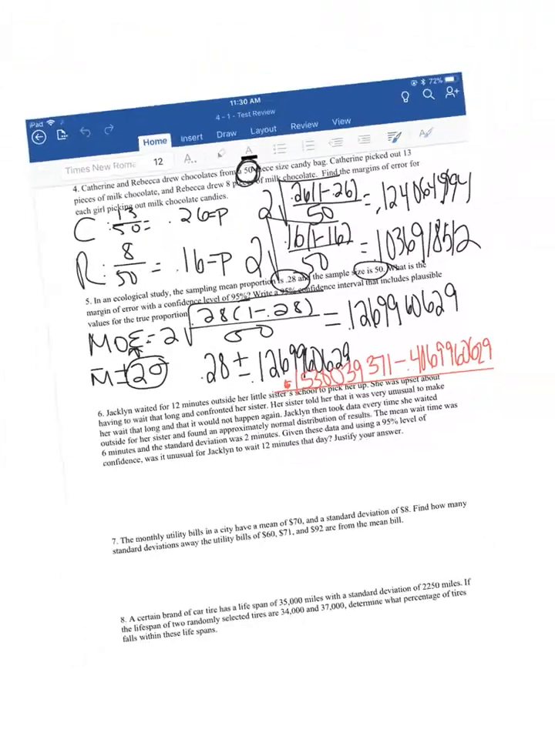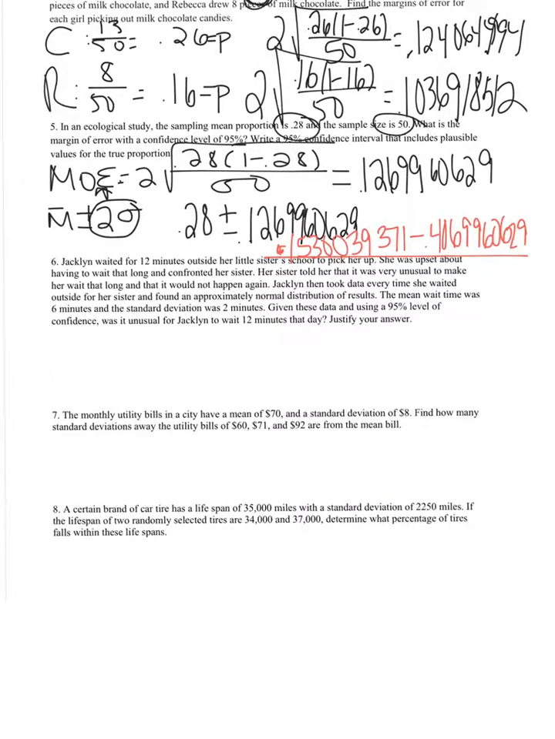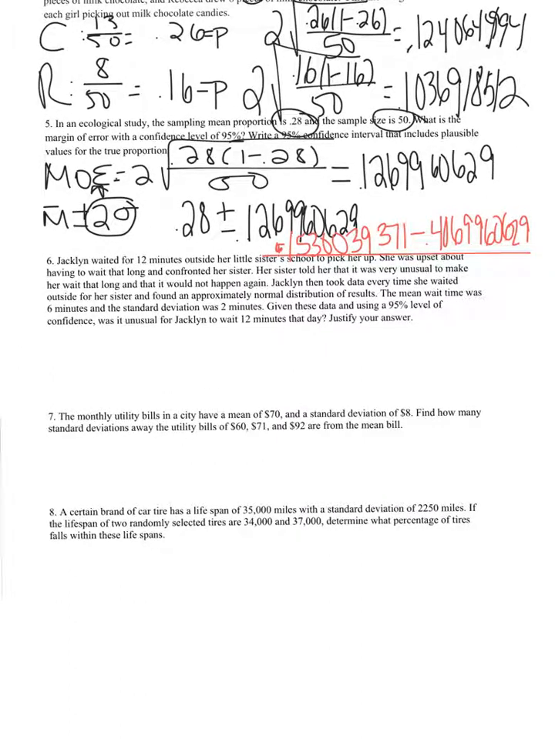So with number 6, this one is kind of like the one that we had talked about with the drive-through. For number 6, she is waiting for her little sister. So she's waiting 12 minutes and she wants to know if that's usual or not. So what you have to do here is figure out if this 12 minutes is unusual. For it to be unusual, it has to be outside of a 95% confidence interval, meaning it has to be outside of 95% of the data, because if something is usual, it's within 95%. If it's unusual, then it's on the outside.